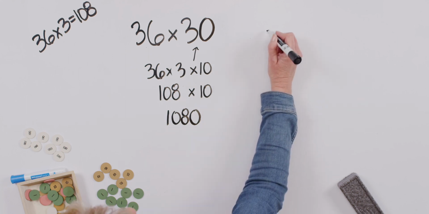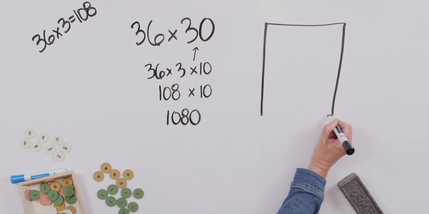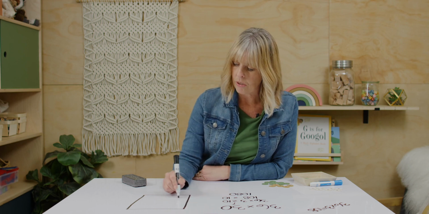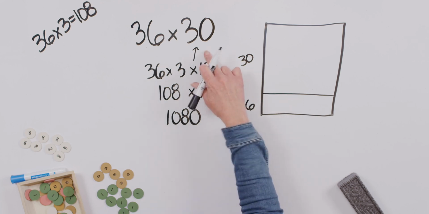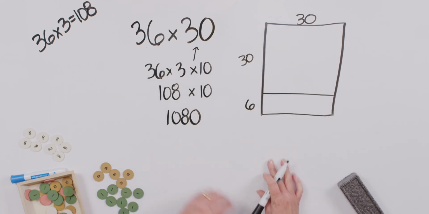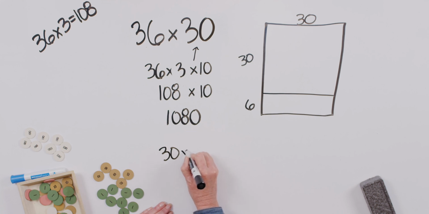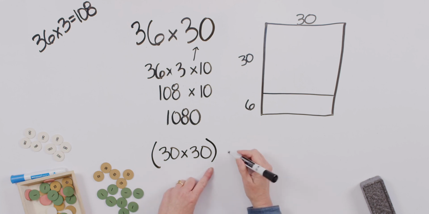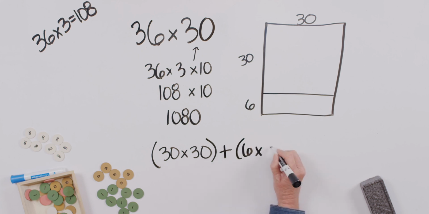Okay. There are other ways we can work through this as well. We could take our 36, let's draw our rectangle right here. And we could, again, split these numbers up a little bit. We could split our 36 up into 30 and 6 and multiply it by our 30. So that expression would be a little bit different. We would do 30 times 30, okay? Which I bet you're already thinking about that answer. And then we would add it to our 6 times 30. This is another way we could do it.